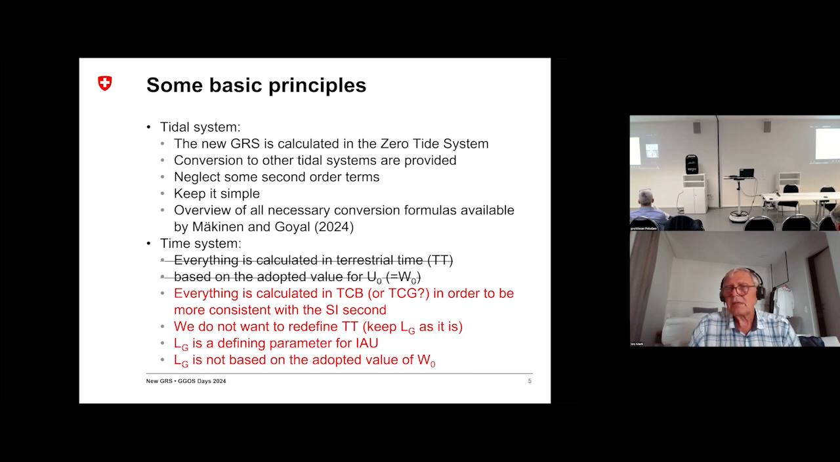But the problem is that the constant LG for the conversion between geocentric and terrestrial time is a defining parameter for the International Astronomical Union. And I don't really think that it is appropriate that we start to play around with this definition and try to change LG. So LG, as it is now, is based on another W0, but I don't really think that it is a big problem. But I would be interested to hear your opinion on this.